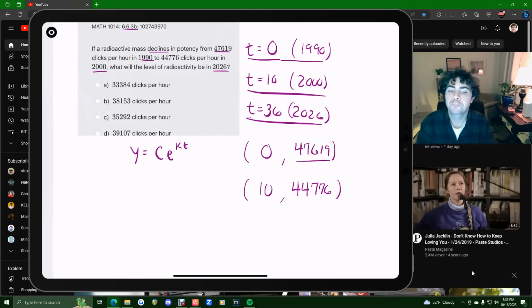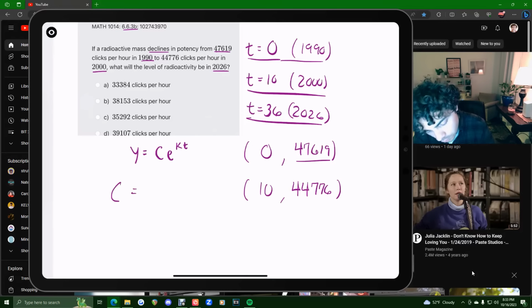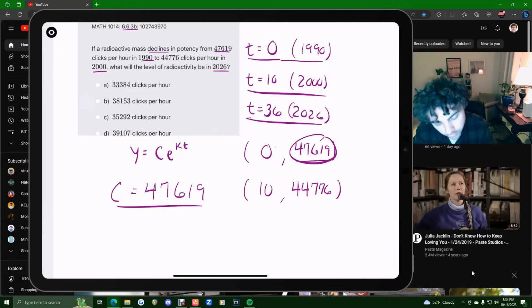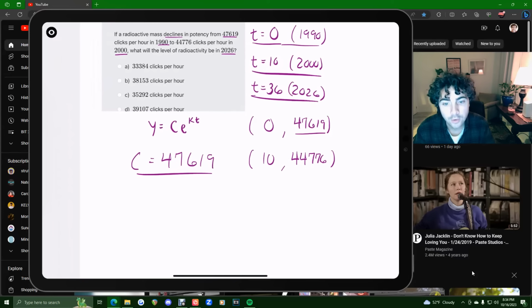The number of clicks that corresponds to a time value of 0 is actually going to be our C value. It's what we'll use as the initial amount of number of clicks per hour, right? So that's our C value. Whatever y value corresponds to the x value of 0 is our C value. With that in mind, we're going to use the C value, the t value, and the number of clicks, or the y value, to set up an equation, and this will help us to solve for k.